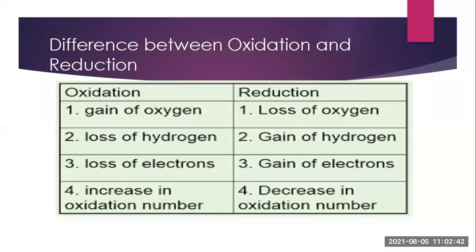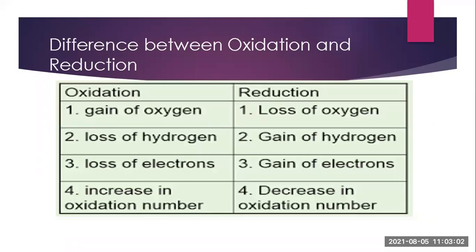Then the second one: in oxidation, loss of hydrogen takes place. Why does the loss of hydrogen take place? Because we are gaining oxygen. So naturally, if you are gaining oxygen, there will be loss of hydrogen. So if loss of hydrogen is there in oxidation, then in reduction, there will be gain of hydrogen.